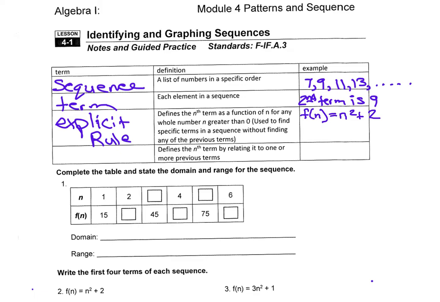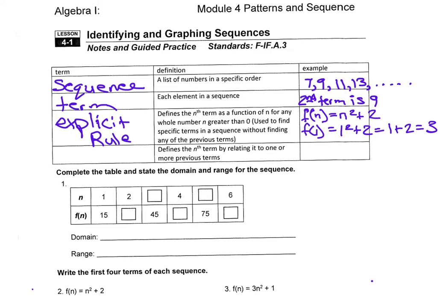So let's make n 1. Our input is 1. So now I have 1 squared plus 2, which gives me what? What's 1 squared? 1. And then plus the 2 gives me 3. So when n is 1, your f of n is 3.